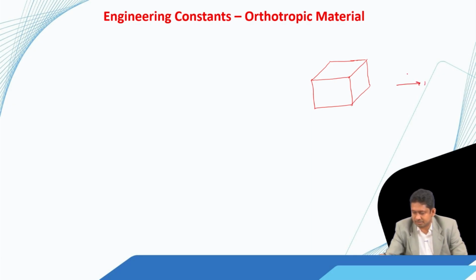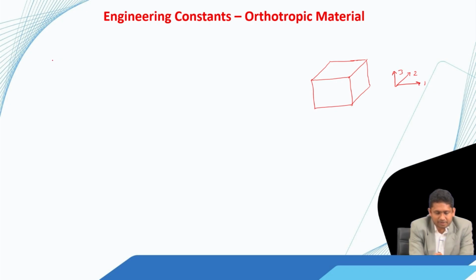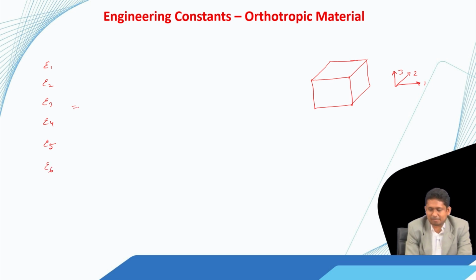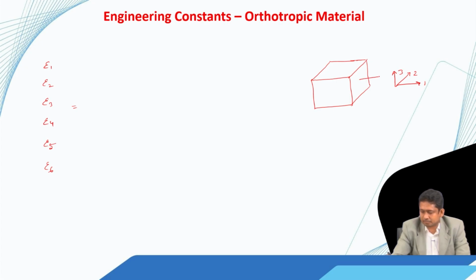So, the coordinate system is 1 2 3, and we want to write epsilon 1, epsilon 2, epsilon 3, epsilon 4, epsilon 5, epsilon 6 in terms of the stresses sigma 1, sigma 2, sigma 3, sigma 4, sigma 5 and sigma 6. So, when it is under sigma 1, we can call it sigma 1.